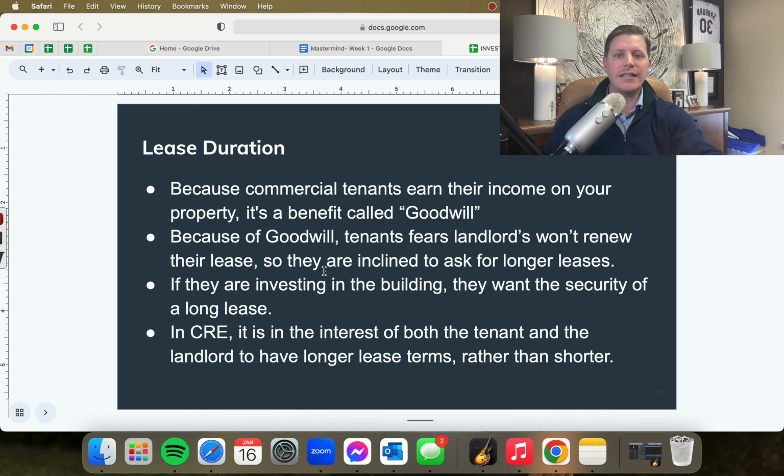So like I said, it is in the interest of both the tenant and the landlord because the tenant can forecast out their expenses years into the future. And for me as the landlord and my banker, my tenant's going to pay me rent on time, and I'm going to have passive income, and my banker's going to be thrilled with that because he knows I'm going to be able to service debt.